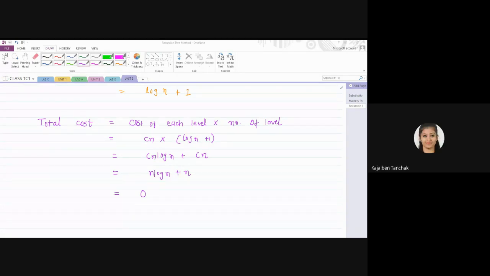Yes, Rahul? n log n. Okay, n log n. What about others? What do you think, everyone? What will be the answer? Okay, n log n. I want a response from all 42 students. Those who are present in the session, you have to respond to me in the chat box. Otherwise, I will consider that you are not attending the session.